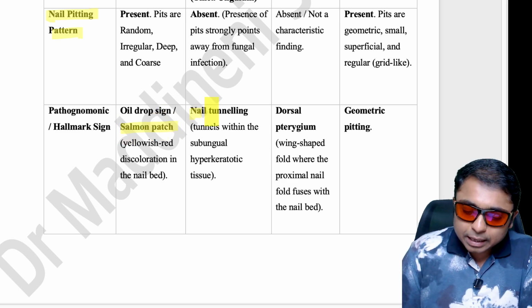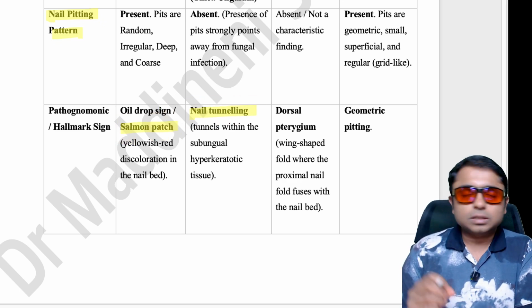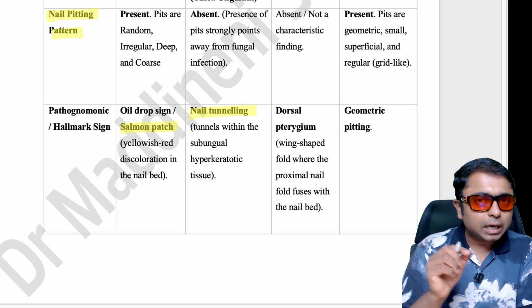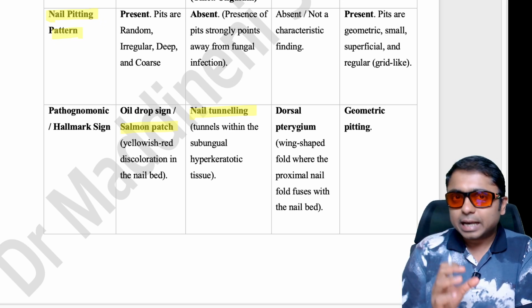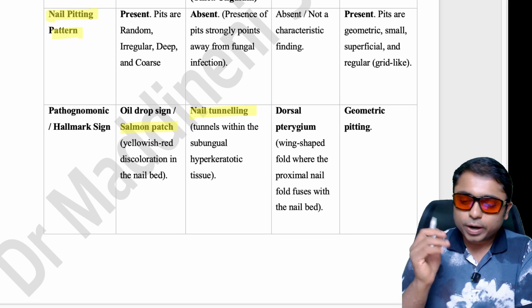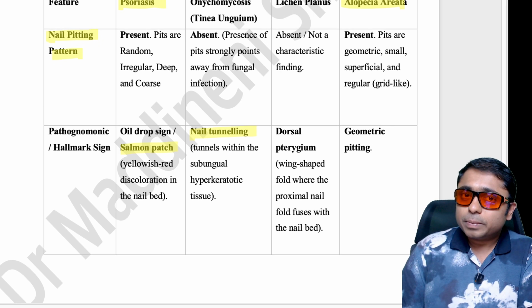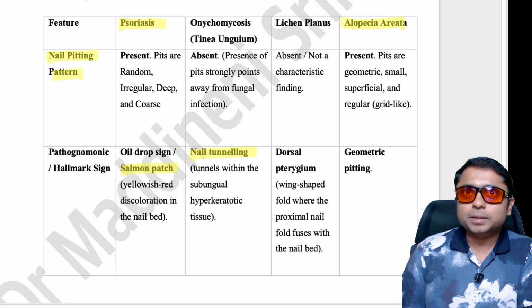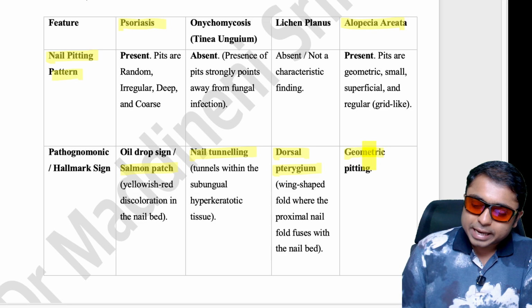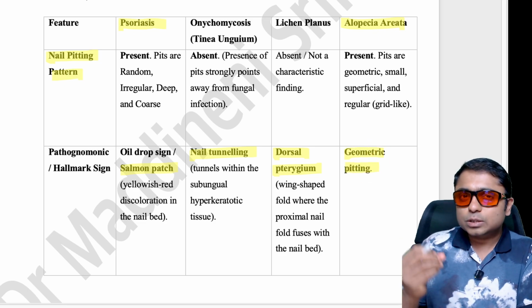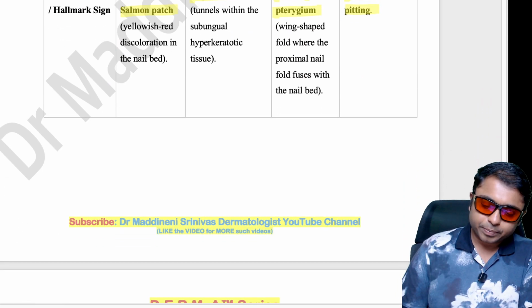In onychomycosis, very important, you can see small tunnels which are present in the nail. These are nail tunneling, very characteristic of fungal infection, onychomycosis. And if you remember in lichen planus, what is the term called as pathognomonic? Dorsal pterygium. Dorsal pterygium is going to be seen in lichen planus. Here it is geometric pitting, that is regular pitting which is seen.